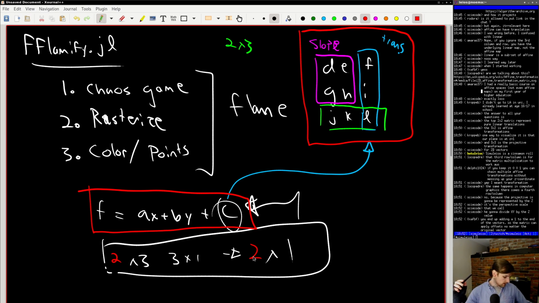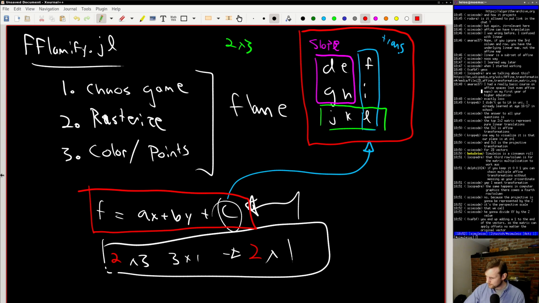Oh man, my cords got all wrapped up. Okay, great. So that was a very productive conversation. I think that's about where we want to leave it, talking about affine transformations and stuff like that. And let's just write something that does it in code.